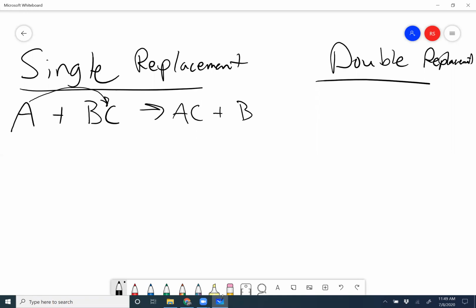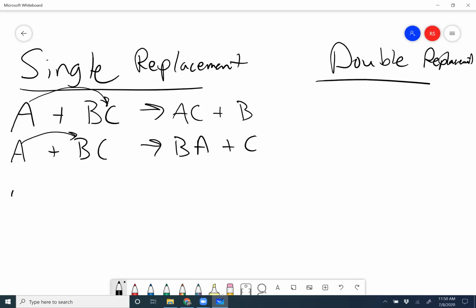You can also have anion replacement. Say A normally likes being an anion, so then the A is going to want to hang out with the B, and we're going to get BA, and then we're going to be left with some C. So let me show you some examples of this.